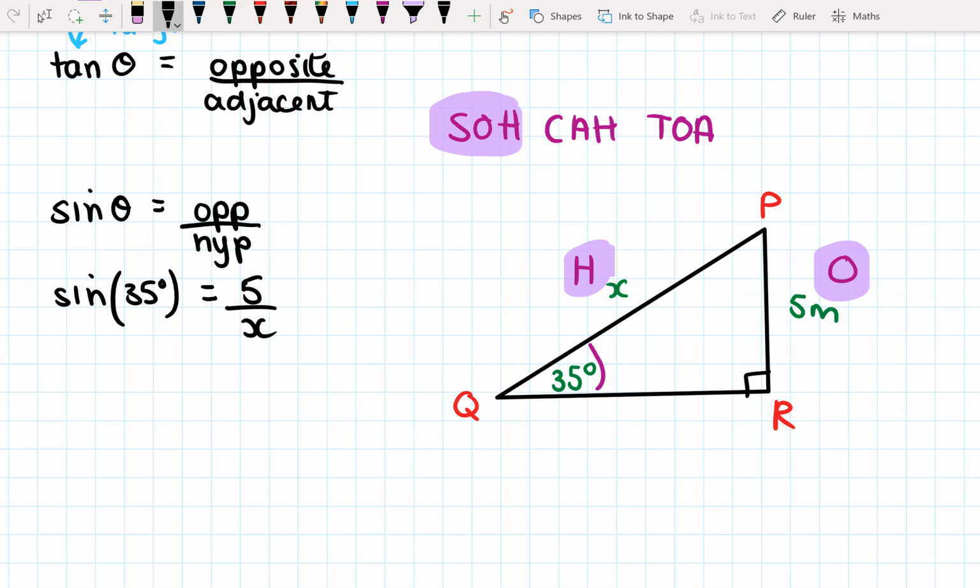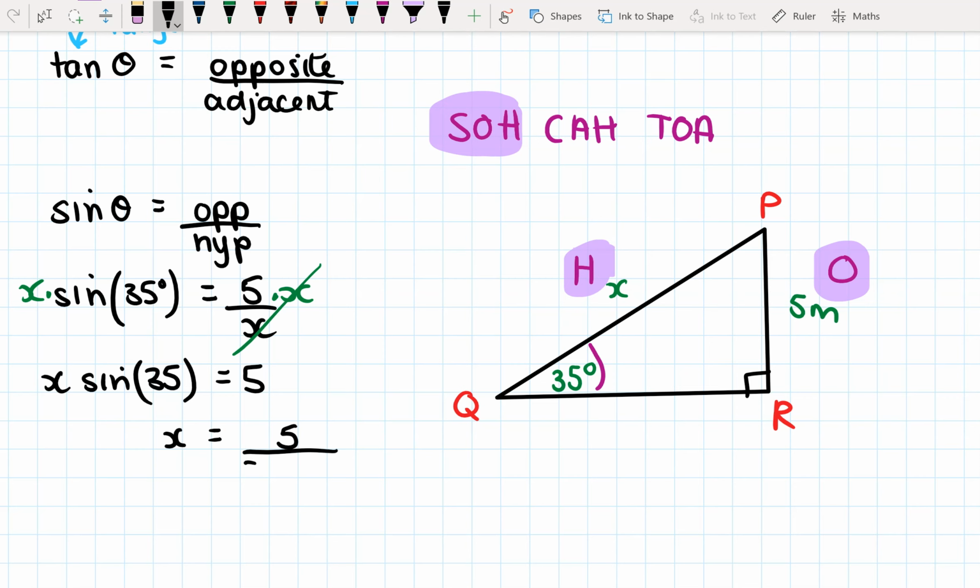Alright, if I want to find x, well, we don't want x in the denominator, we want it back up in the numerator. So if we multiply both sides by x, you can see these guys will cancel. We end up with x sine 35 is equal to 5. Okay, but we didn't want x sine 35, we wanted x, so we're going to divide both sides by sine 35. We get x is equal to 5 divided by sine 35.